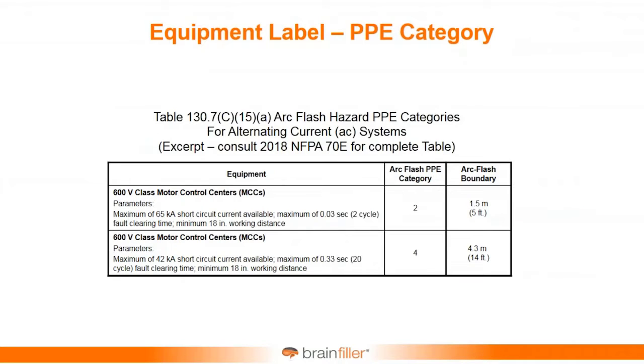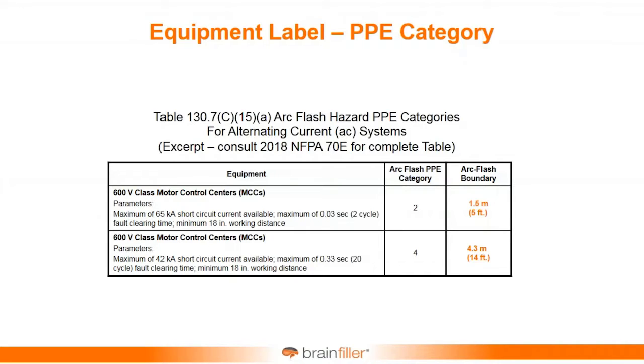So these tables still exist. This is just an excerpt from NFPA 70E, and you can see I have 2 different versions of a 600 volt motor control center. One says arc flash PPE category 2, the other says arc flash PPE category 4. The reason for the difference for the same piece of equipment has to do with the notes, the short circuit current and the clearing time.